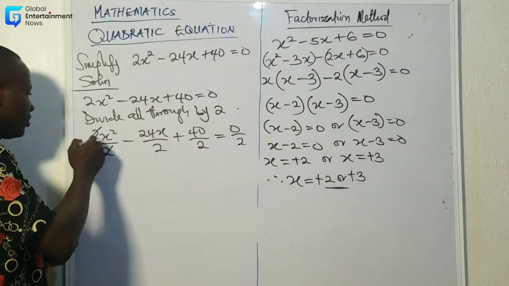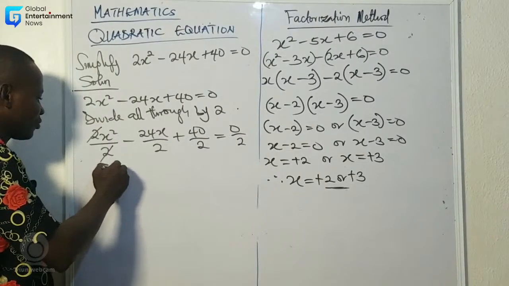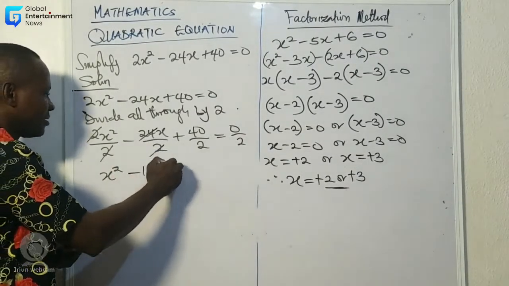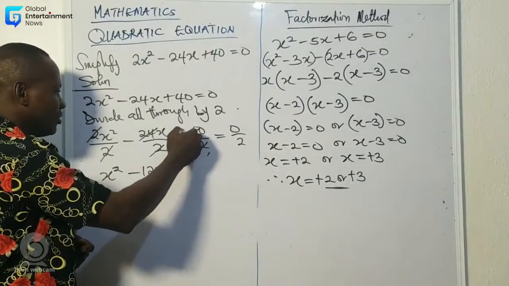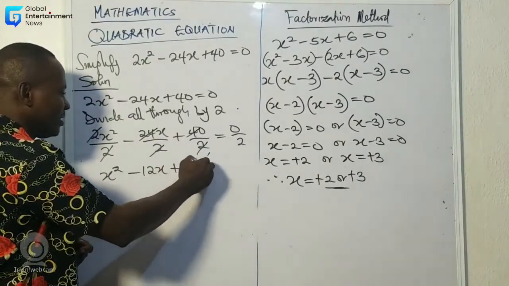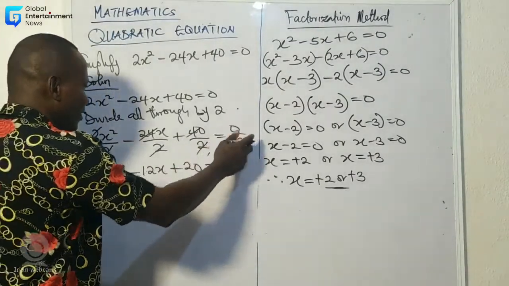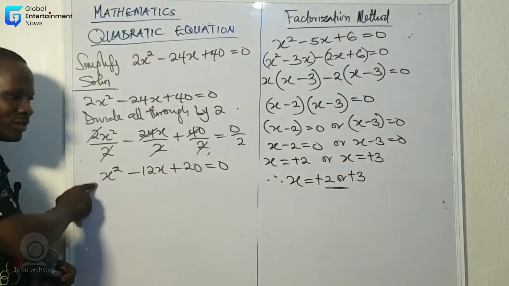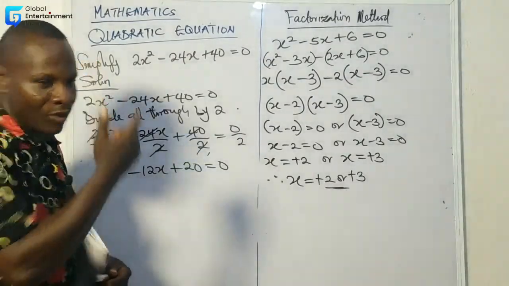Now, 2 here, what do we have left? x squared minus 12x plus 20 is equal to 0 divided by 2, which is 0. You can see the coefficient of this one now is 1. So what do we do now?